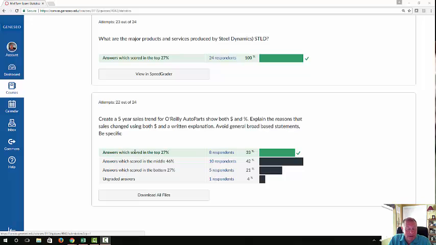This one, what are the major products and services? Everybody got that right. The intent of that one was just, can you go to a 10K and find out what a company does? For the 5-year sales trend, basically if you did not get full credit, it's because you did not have a sufficient depth of explanation of sales. It wasn't specific.